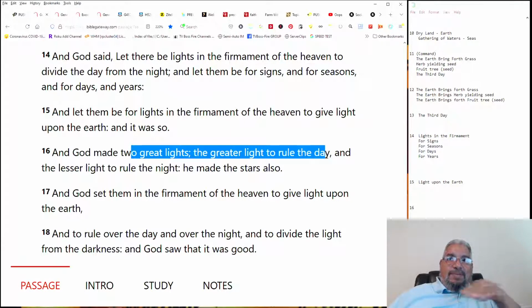Established in Torah, period. I don't know what you guys are thinking.